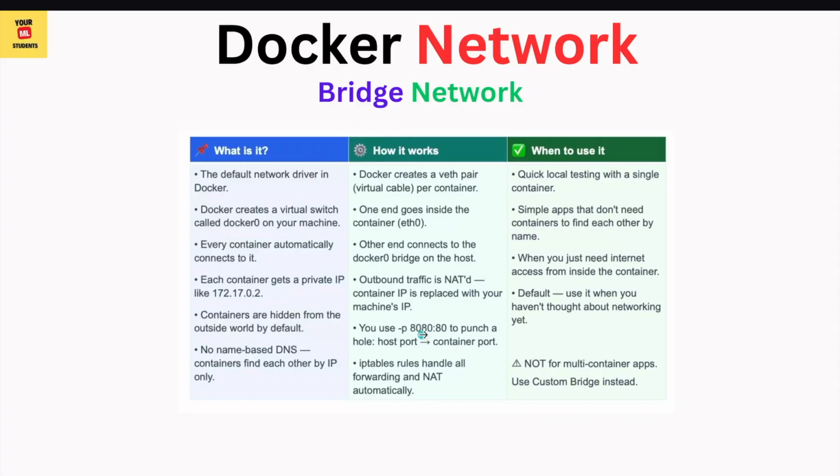You use -p 8080:80, like this: 8080 is the host port and 80 is the container port, to punch a hole. Host port and container port, right? iptables rules handle all forwarding and NAT automatically.